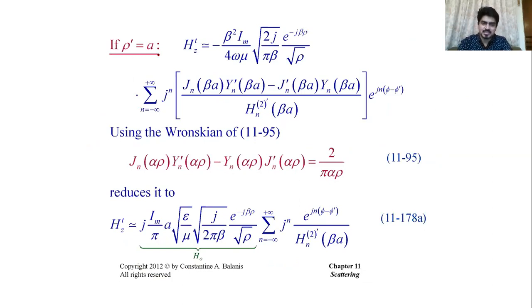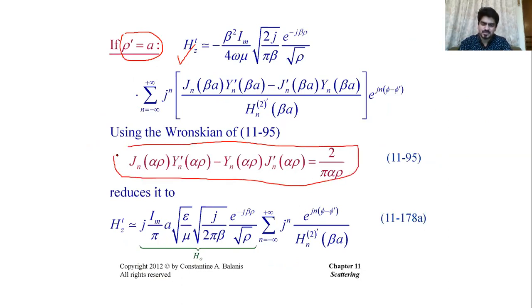in that case, this is going to be your Hz. What we are doing is rho prime equals A, and again by using the Wronskian and by manipulating these terms, this will be your reduced form of Hz in the far field. This is again in the far field, right? This expression has an exponential function. Okay, so keep in mind.